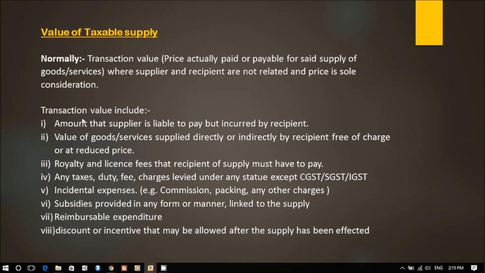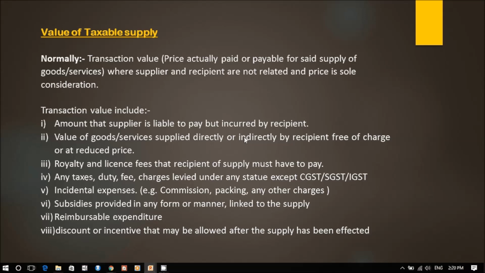And what does this transaction value include? So they give you the idea about this also. The transaction value includes any amount that the supplier is liable to pay but that is incurred by the recipient. Like if any component or any service used by the supplier is something the supplier is supposed to pay for, but the recipient paid it, then also it would be included in the transaction value.